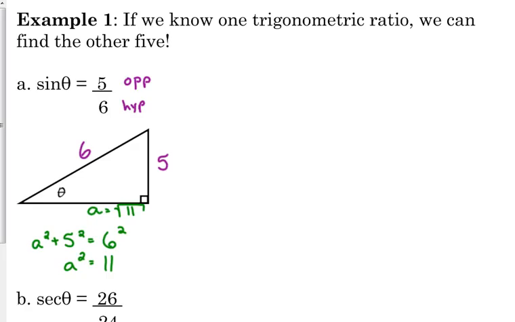Now, I did that in like 2 steps. If you need more, that's fine, okay? I'm just trying to streamline this one. Okay, so we've already got sine. So I always try and go in the same order, okay?